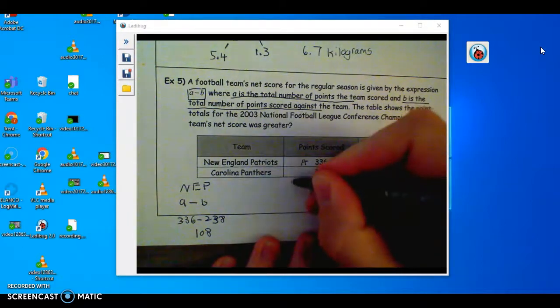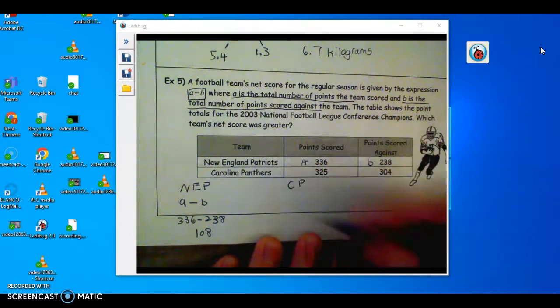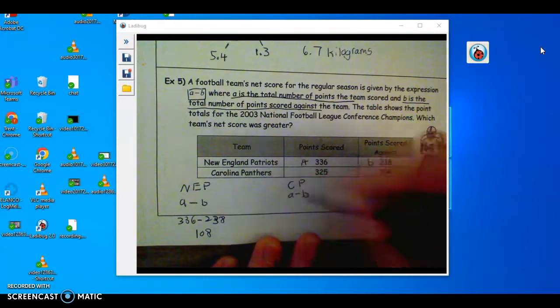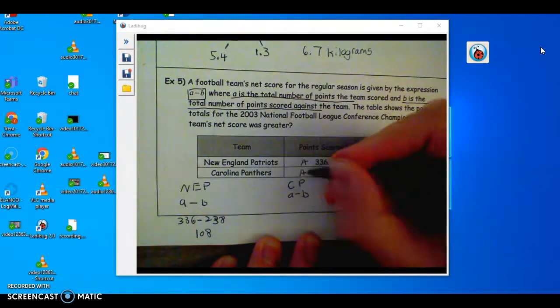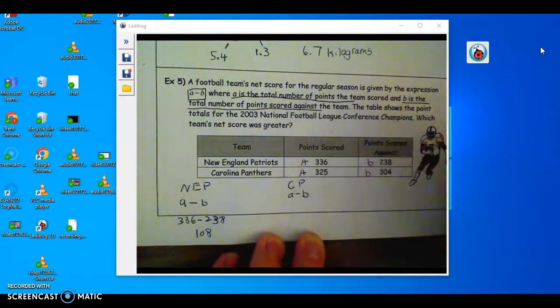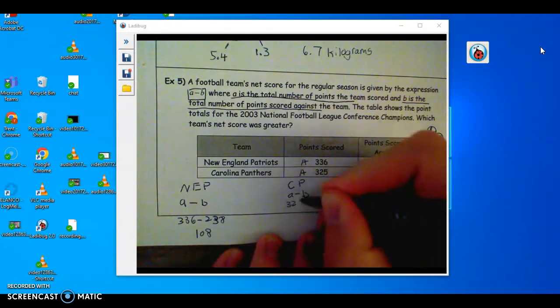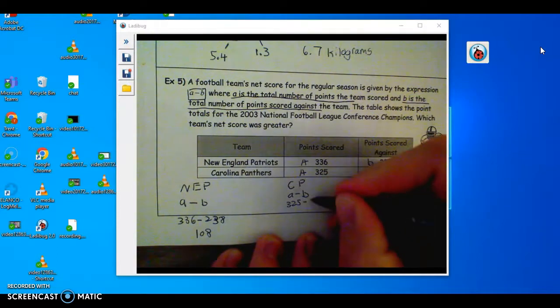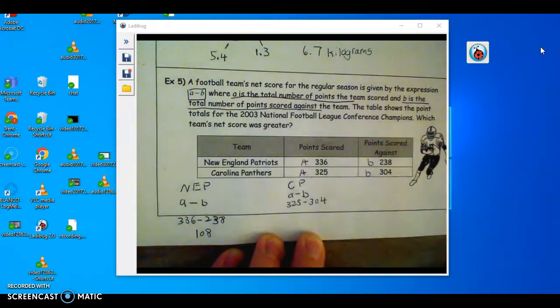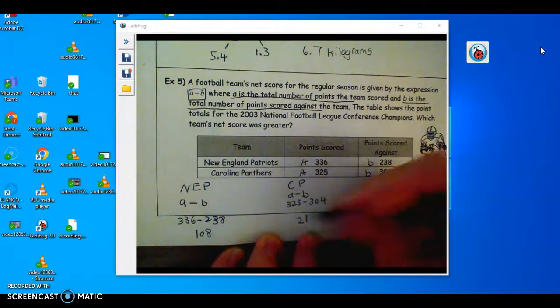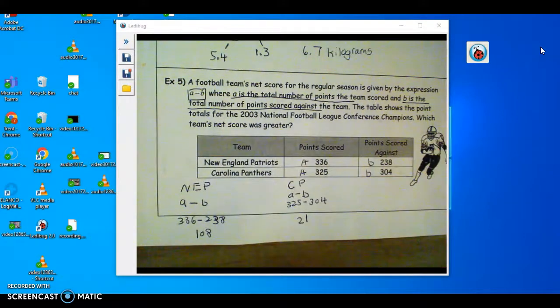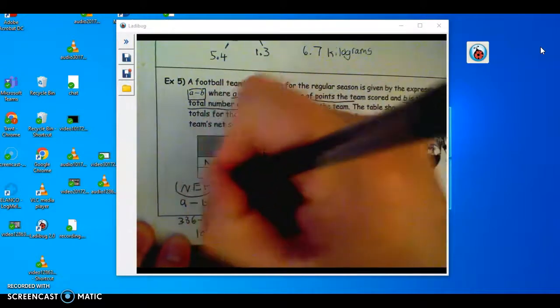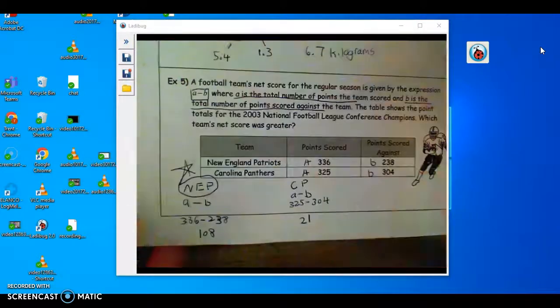Do the same thing for Carolina Panthers, CP, and take A minus B. Their A is points scored, their B is points against, so that's going to be 325 minus 304. All right, so a little mental math, I'll tell you that is 21. So the team with the greatest net score was the New England Patriots.